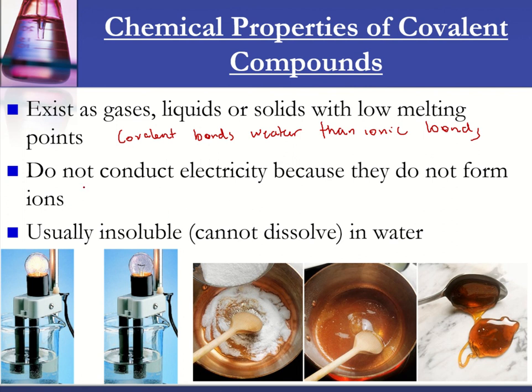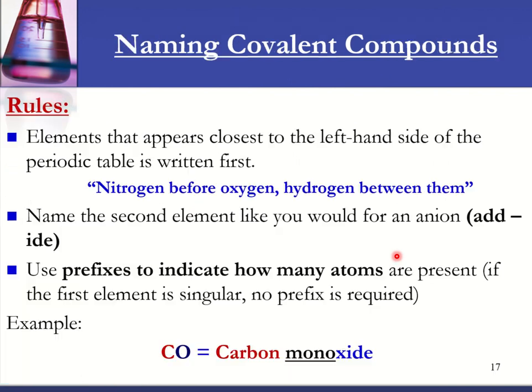For example, sugar is a type of covalent compound. It's made out of carbon, hydrogen, and oxygen. All three are non-metals, so they do not conduct electricity, and they're usually insoluble, so they can't dissolve in water very well. Those are the chemical properties that we're talking about when it comes to covalent compounds.